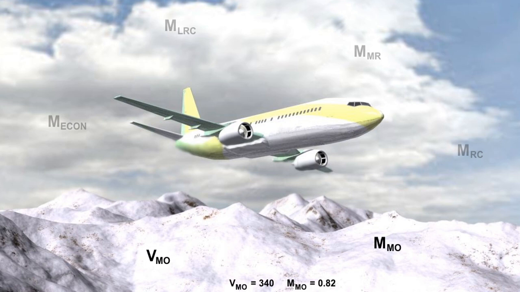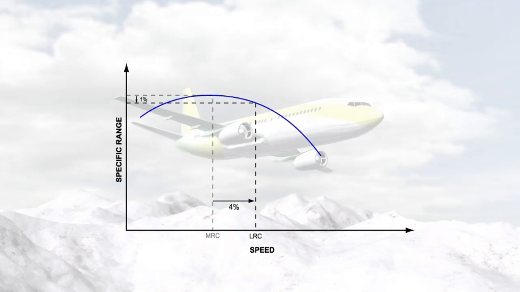Flying beyond these speeds in a commercial operational context is not permitted and may cause either structural damage or a high-speed stall. The next two speeds are used in reference to describing the range of the aeroplane and were actually mentioned in the en route lesson of the General Performance Principles section. These two speeds are the maximum range cruise speed, MRC, and the long range cruise speed, LRC. When these speeds are referenced in terms of a Mach number, the abbreviation is changed to MMR and MLRC respectively.